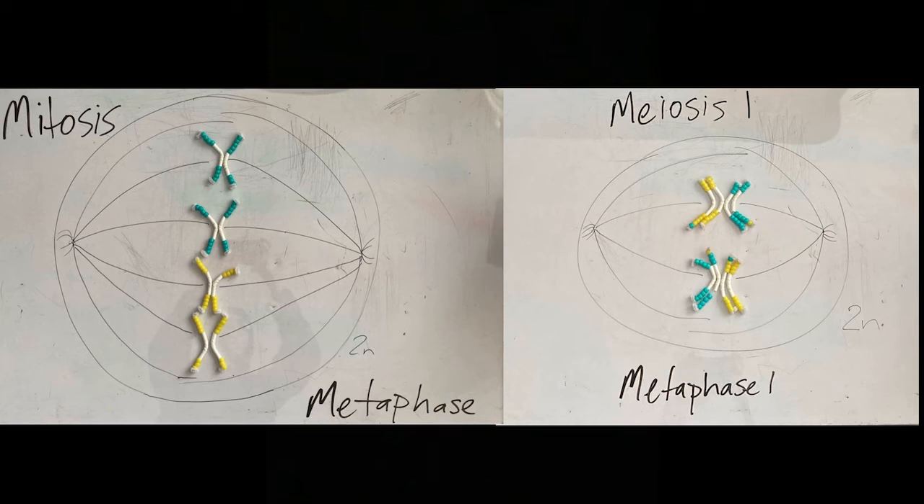The kinetochore microtubules are attached to the chromosomes, and the non-kinetochore microtubules are on the outside and they overlap with each other. In mitosis metaphase, the chromosomes aren't stuck together, so the homologous chromosomes aren't together, so they line up independently, forming a single line. However, in metaphase 1, in meiosis 1, the homologous chromosomes are stuck together in a tetrad, so they line up as tetrads.